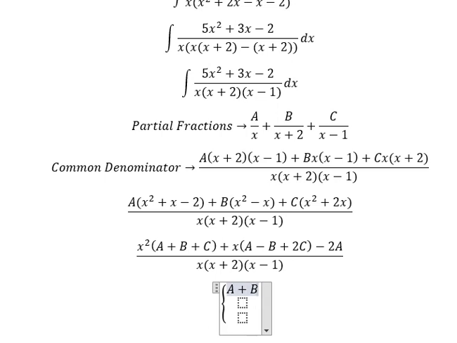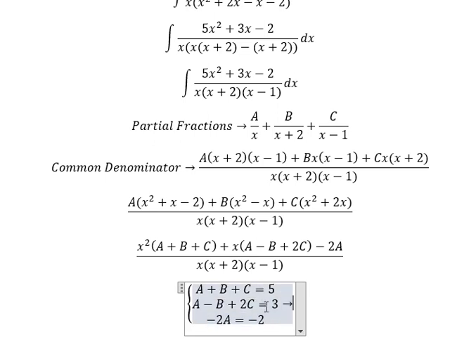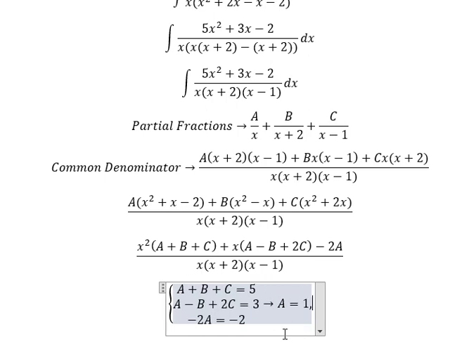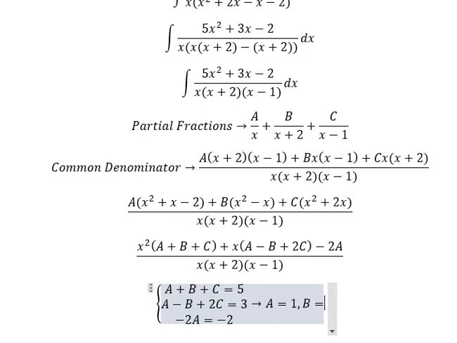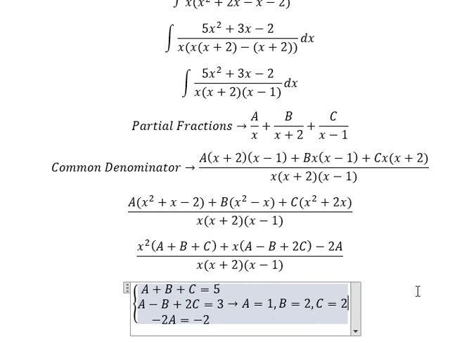So a plus b plus c equals 5. A minus b plus 2c equals 3. And negative 2a equals negative 2. And now we have the final answer. So a equals 1, b equals 2, c equals 2.